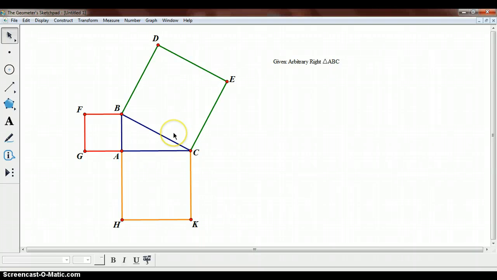The next step to our proof, we will want to create a line from A to line segment DE that is parallel to line BD. So I'll go ahead and do that for you right now.